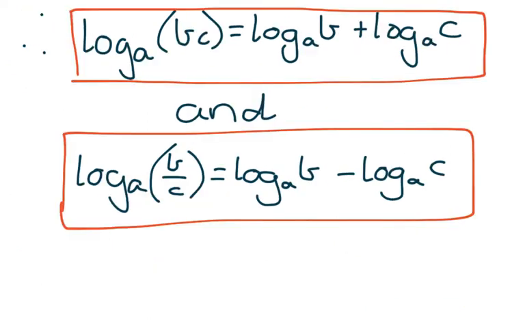So in terms of the actual laws, our first two log laws are a bit similar to the first two index laws. If we have log base A of B times C, that then simplifies to log base A of B plus log base A of C. And the same with the last one on the page there: we've got log base A of B divided by C. We would do log base A of B, take away log base A of C.